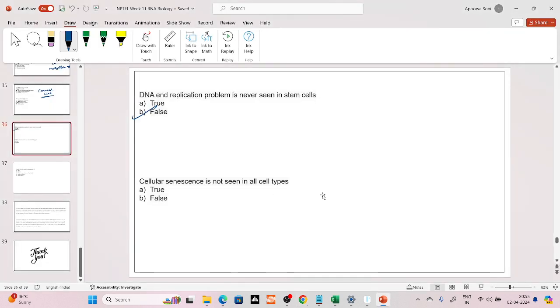Okay. Next question is, cellular senescence is not seen in all cell types. True or false? One minute and then I will switch the screen again.